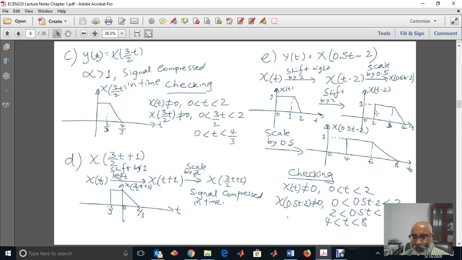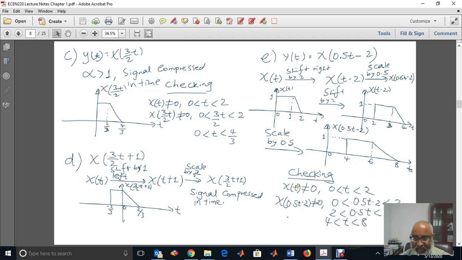Then after you do the shifting, we scale it. Divide each point by 0.5. If I divide each point by a small number, it means stretching. Divide by 0.5. 2 divided by 0.5 is 4. 3 divided by 0.5 is 6. 4 divided by 0.5 is 8. So it will be between 4 and 8.